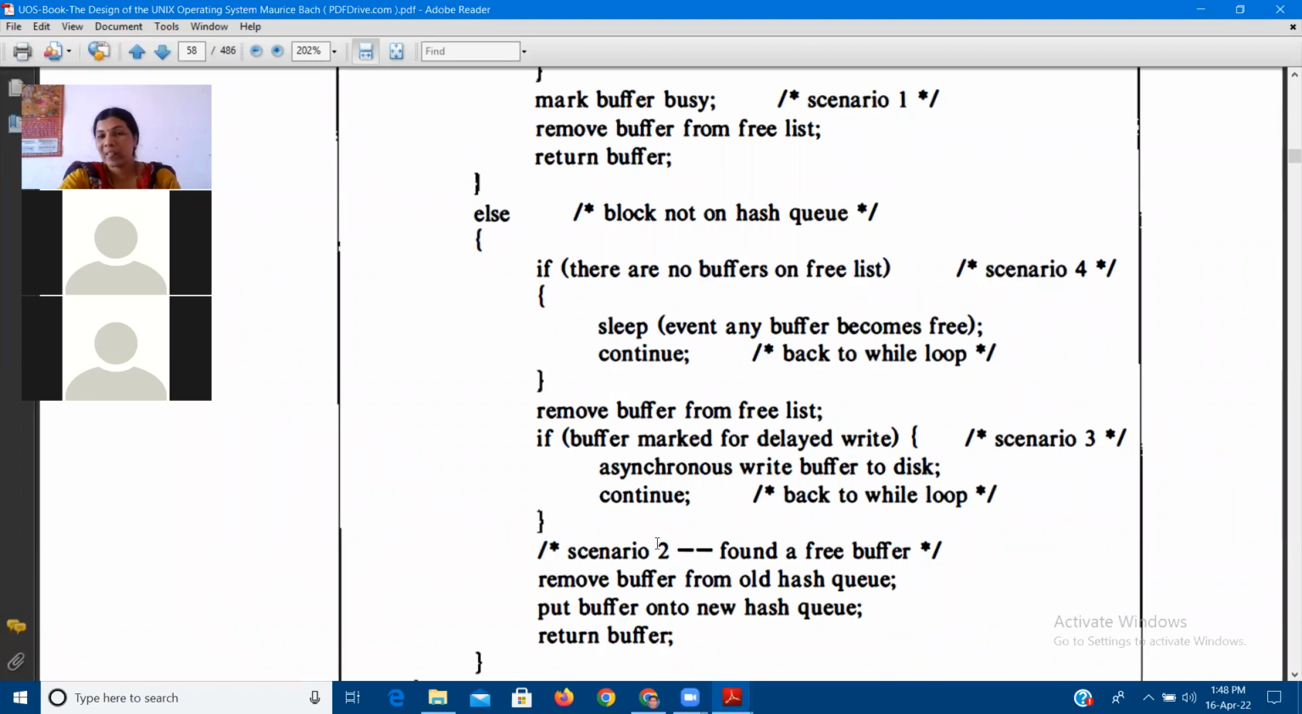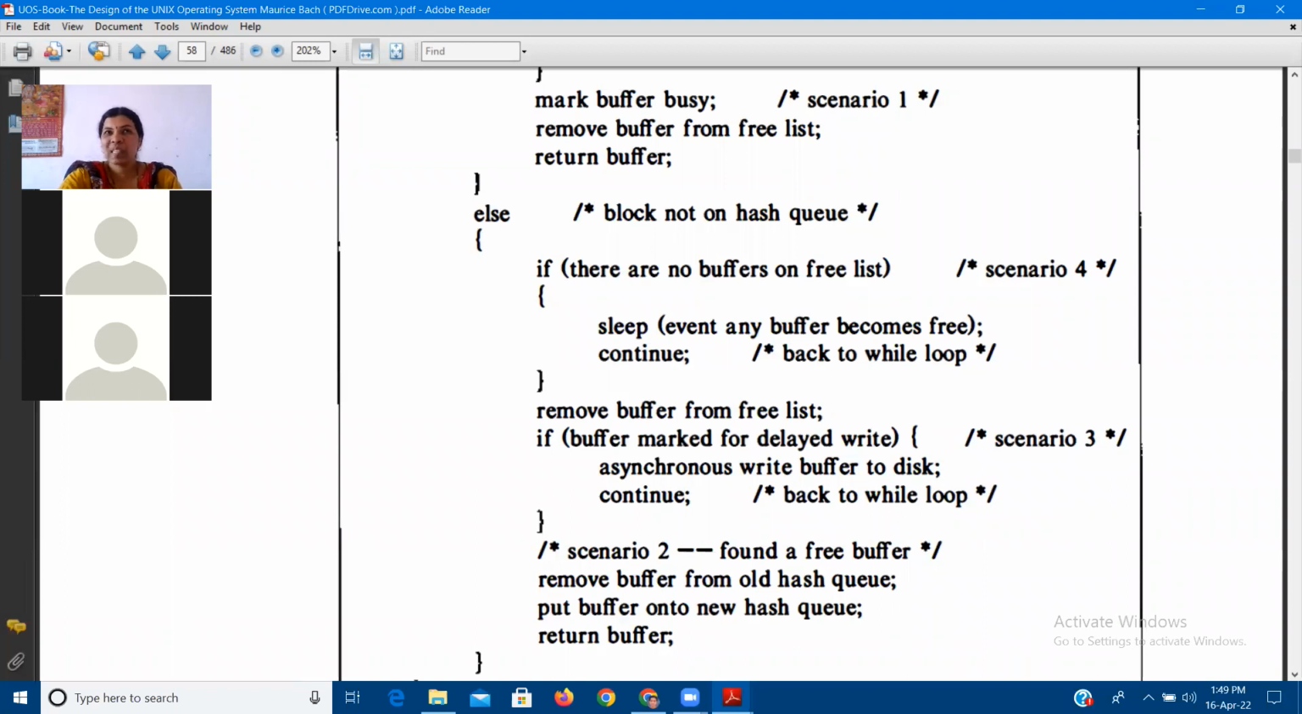So according to second scenario मध्ये काय बघितलं आपण, जर बफर फ्री लिस्ट वर असेल आणि फ्री लिस्ट वरच्या बफरचं स्टेटस जर डिलेड राईट नसेल म्हणजे सेकंड सिनेरिओ, तर त्या केस मध्ये काय केलं आपण, तो बफर फ्री लिस्ट मधून बाहेर काढला, रिमूव्ह केला आणि त्याला रिमूव्ह बफर फ्रॉम ओल्ड हॅश क्यू, पुट बफर ऑन टू न्यू हॅश क्यू. आपण एक्झाम्पल घेतलं होतं ब्लॉक नंबर 18 सर्च करत होतो आपण. तो सेकंड सिनेरिओ, 18 बफर कॅश मध्ये नव्हतं, त्यामुळे आपण काय केलं, बफर फ्री लिस्ट मधला पहिला बफर रिमूव्ह केला.